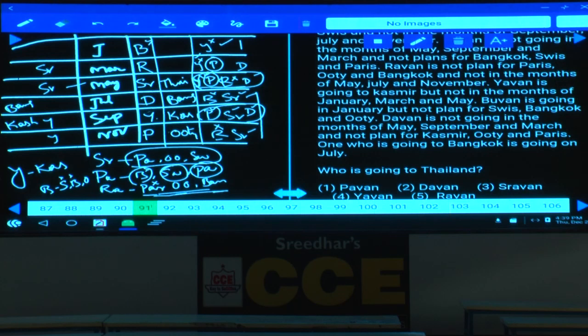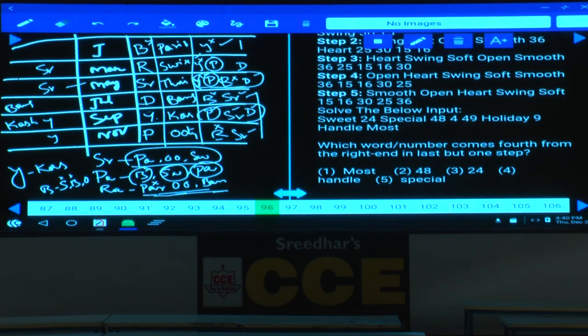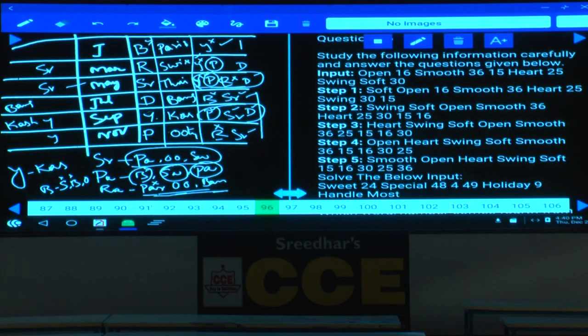As R is not going to Paris, B is going to Paris. If B is going to Paris, then R is going to Swiss. Done? Now this is how these 6 persons are going to 6 different places in 6 different months. That was questions 91 to 95. Then question numbers 96 onwards, 96 to 100.